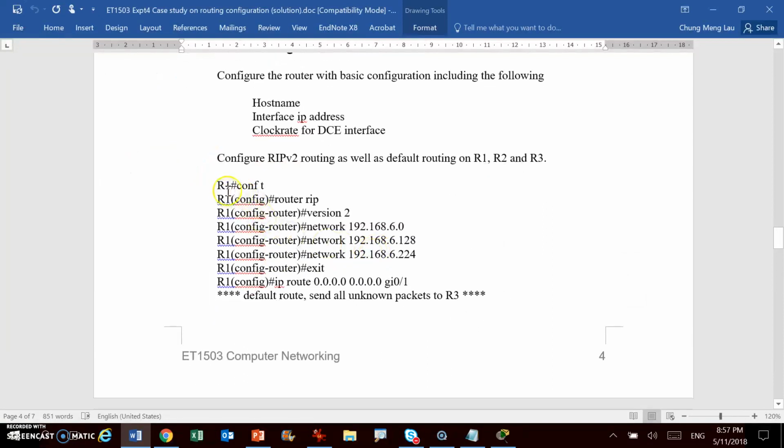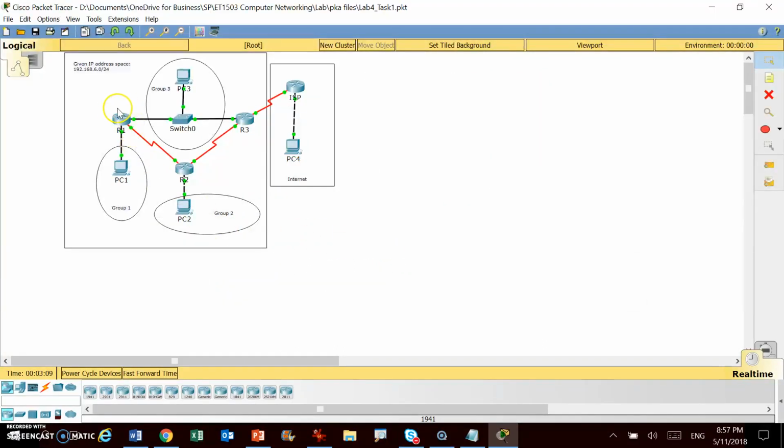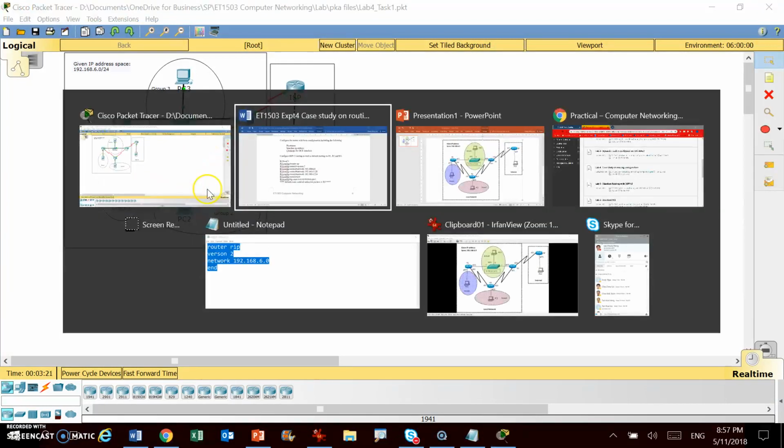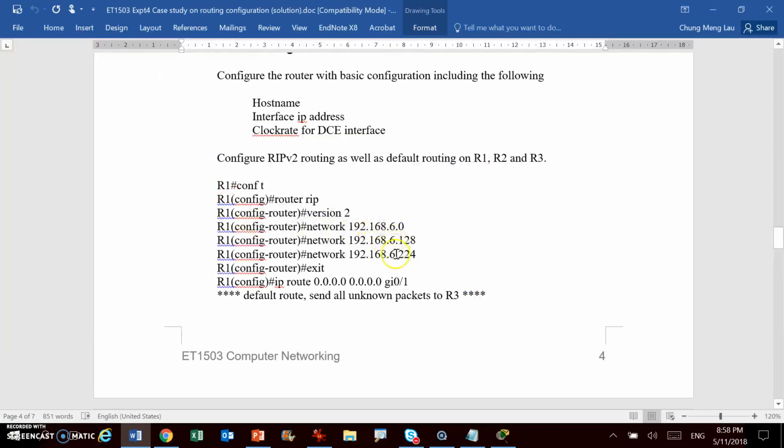This is the configuration for R1. We need to turn on router RIP using version 2, and we need to enter the network command for the 3 networks that are connected to router 1. So what are the 3 networks? Router 1 is connected to the group 1 network, to the serial link network over here, and also to the Ethernet network over here. So there are 3 networks here, and we will enter the network addresses of these 3 networks. Let's try to do it now.